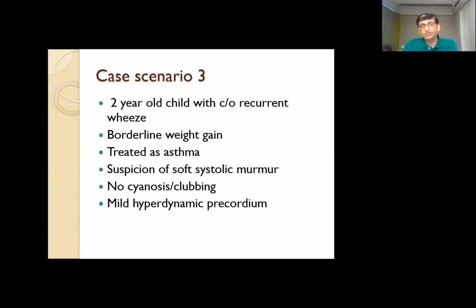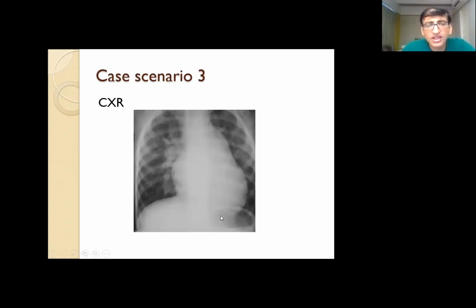So now we will have a few exercises, then I will stop. Then you can ask me the questions if you have any. So this is a 2-year-old child with recurrent wheezing and borderline weight gain treated as asthma. And there is suspicion of a soft systolic murmur, no cyanosis or clubbing, mild hyperdynamic precordium. This is a chest X-ray.